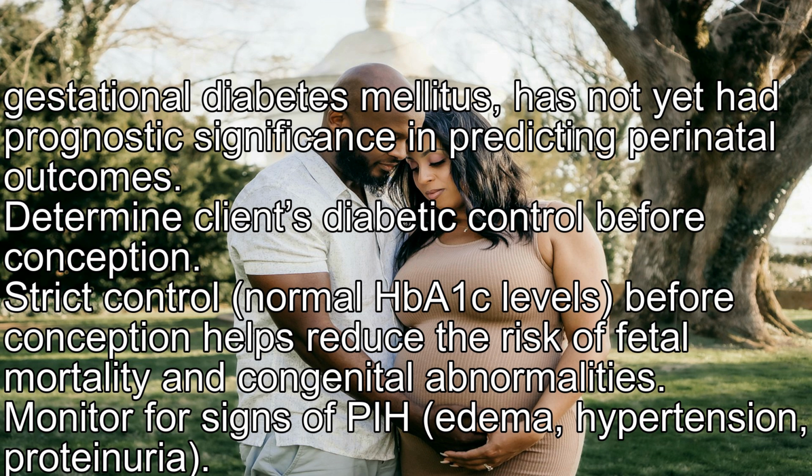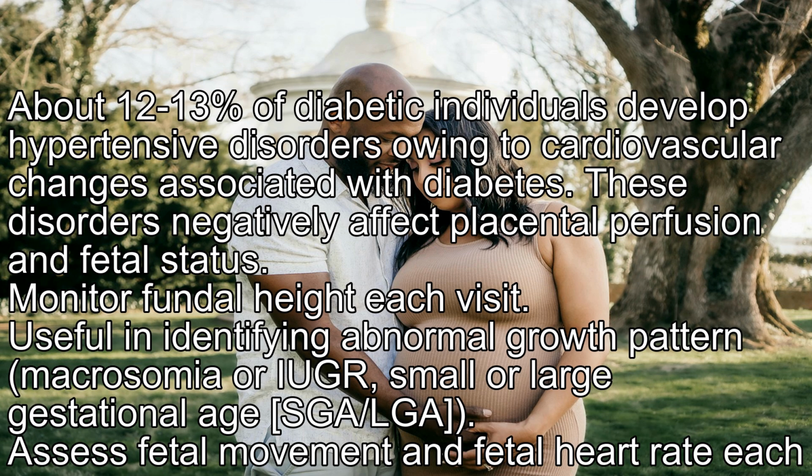Determine client's diabetic control before conception. Strict control and normal HbA1c levels before conception help reduce the risk of fetal mortality and congenital abnormalities. Monitor for signs of PIH: edema, hypertension, proteinuria. About 12 to 13% of diabetic individuals develop hypertensive disorders owing to cardiovascular changes associated with diabetes. These disorders negatively affect placental perfusion and fetal status.